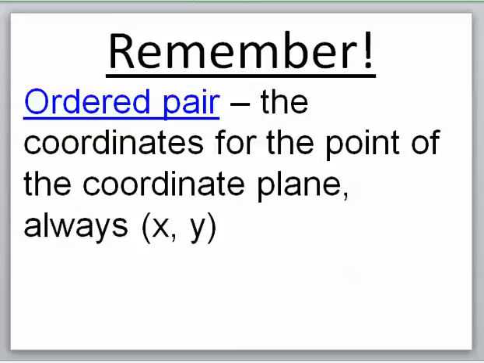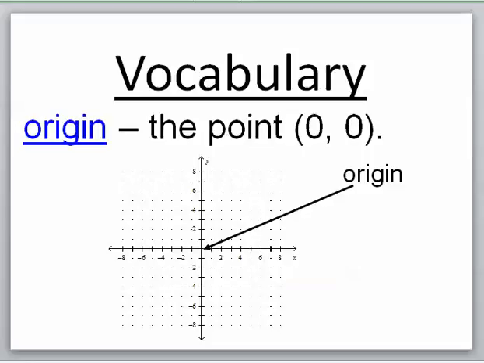The next one we're going to talk about is ordered pair. An ordered pair is always x, comma, y. So you're going to be graphing ordered pairs. (3, 5). (-2, 6). All those are ordered pairs. A specific ordered pair that you need to know is the origin, and the origin is the point (0, 0).